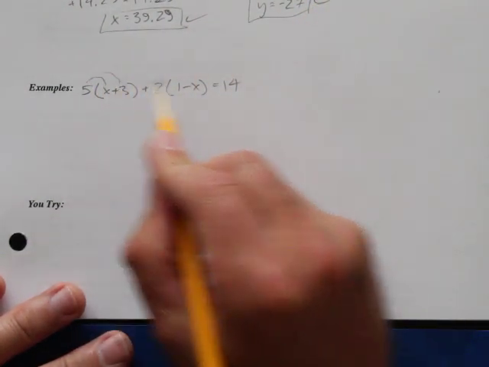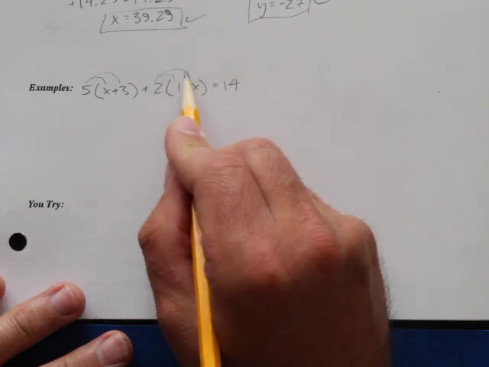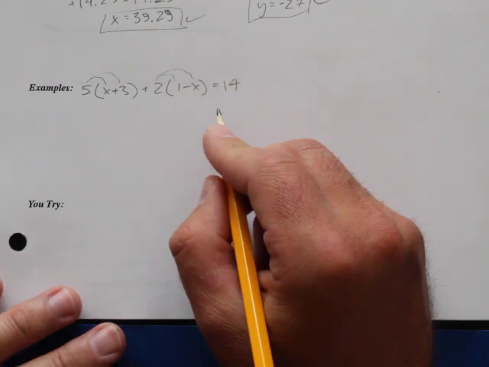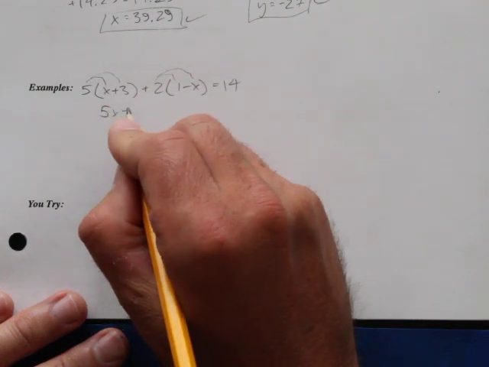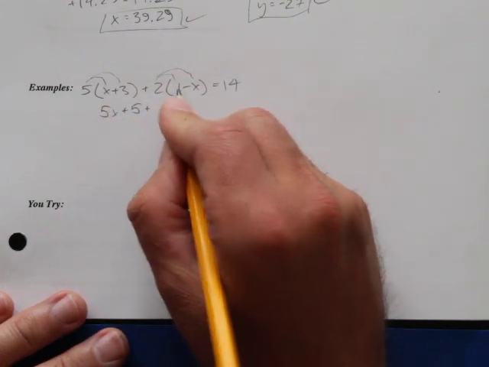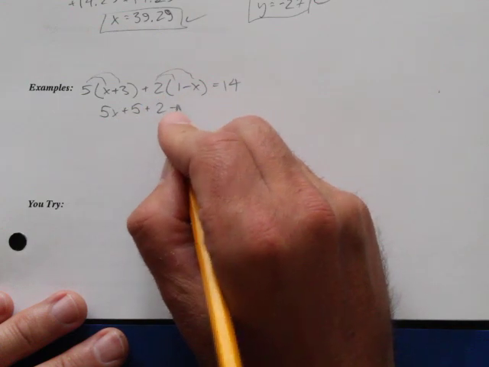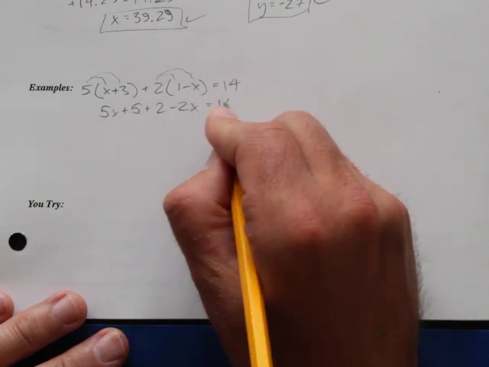I'm going to do the distributive property here. I'm going to leave 14 all alone. 5 times x is 5x. 5 times 3 is 5. 2 times 1 is 2. 2 times negative x is negative 2x equals 14.